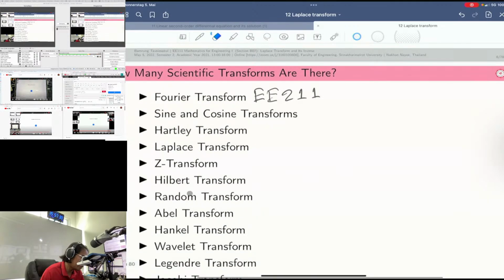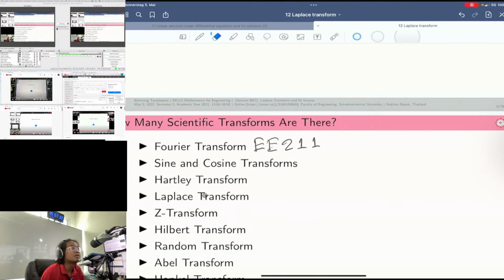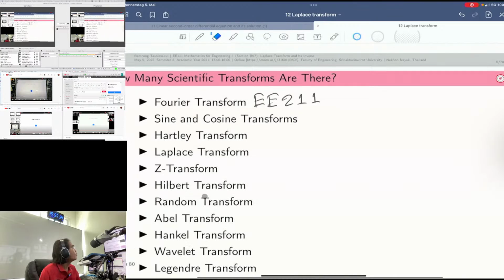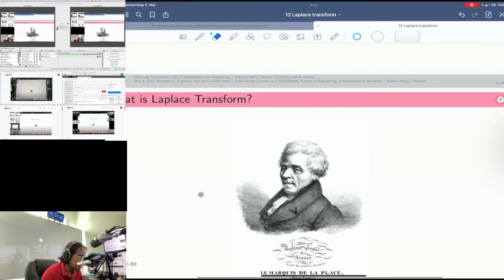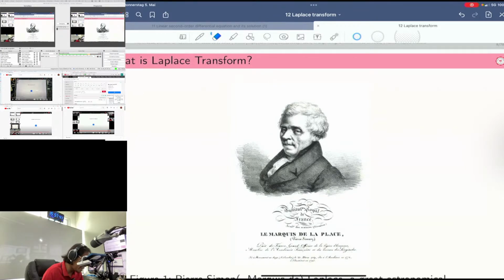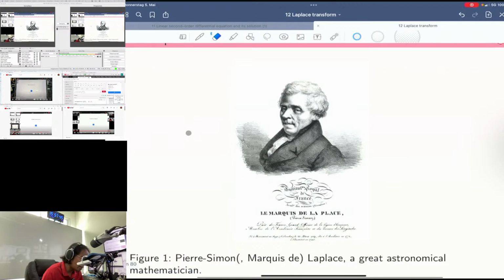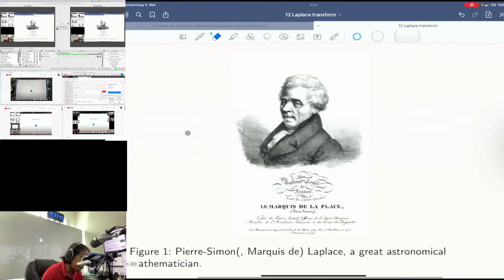What you are going to study is only this one, the Laplace transform. So once we say Laplace transform, what is the meaning of Laplace? Of course, it's not an English word. It's derived from the surname of this person. His name is Pierre Simon Marquis de Laplace.